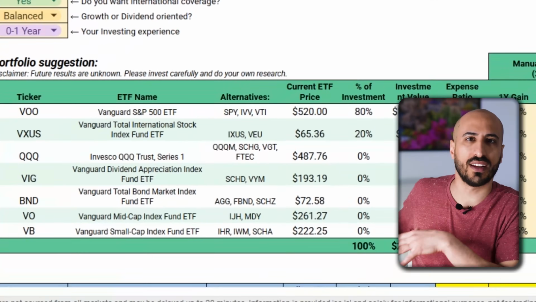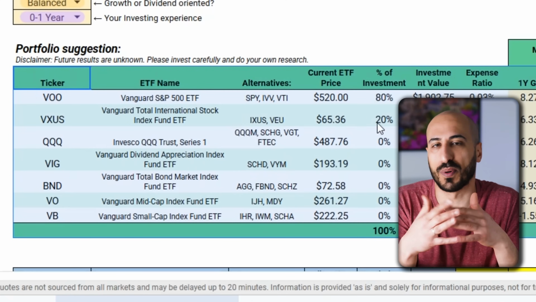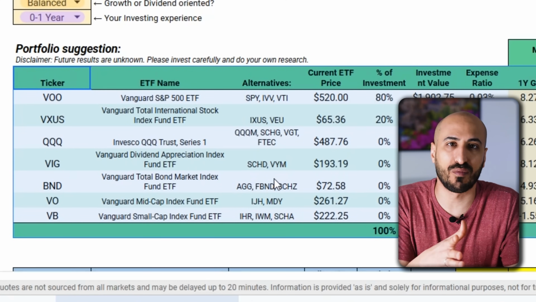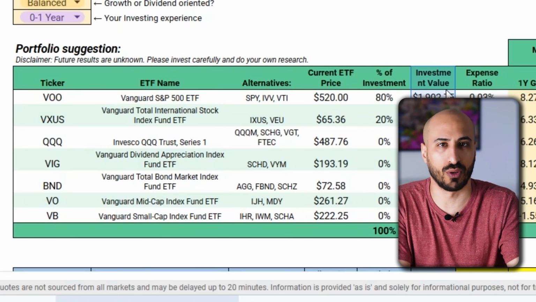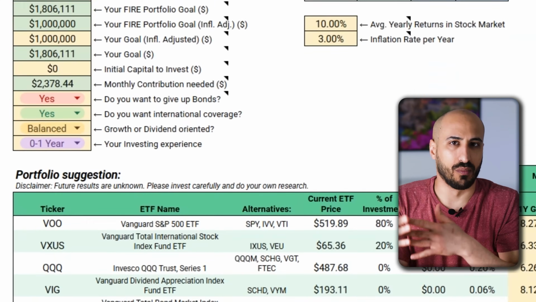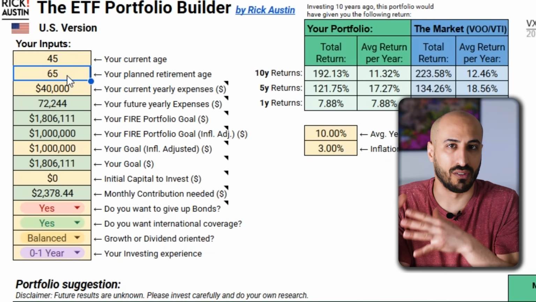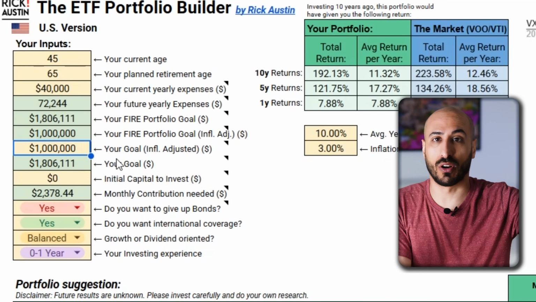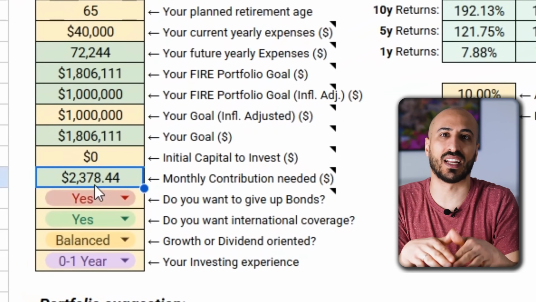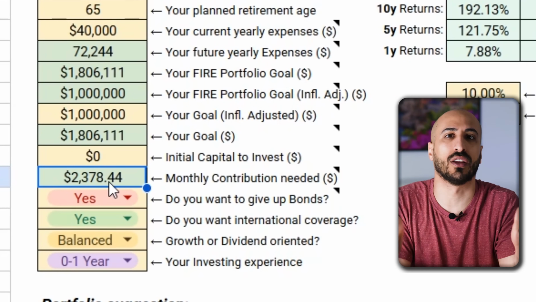I want you to notice that here the table gives you the details of the portfolio with ticker, name, possible alternatives, current ETF price, and the amount you should invest every month depending on how much you're going to invest in total every month. For example, in this particular case, I wrote 45 years of age, 65 years at retirement, so with 20 years available and a goal of $1 million inflation adjusted, the tool tells me that I need to invest roughly $2,400 a month, which are distributed here on the ETFs.